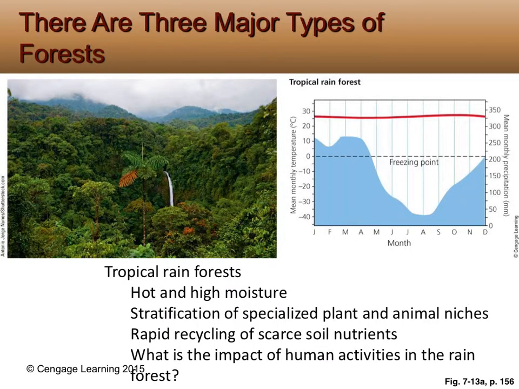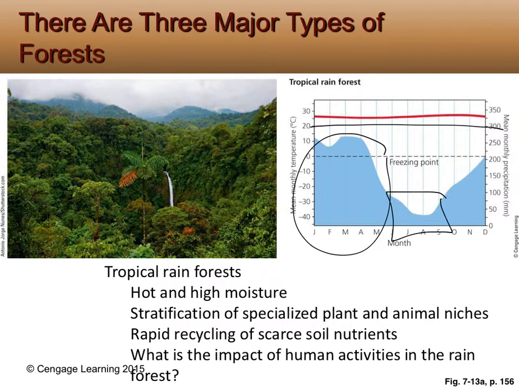This is a tropical rainforest, which you've probably studied quite a bit before. Very even temperatures throughout the year, lots of precipitation. Dry season kind of going on June, July, and August, but then we get more rain back in after the months of September. Tropical rainforests, of course, tend to be very hot and high moisture, lots of bacteria, lots of animals, very, very diverse areas, great biodiversity. Stratification of specialized plants and animal niches.